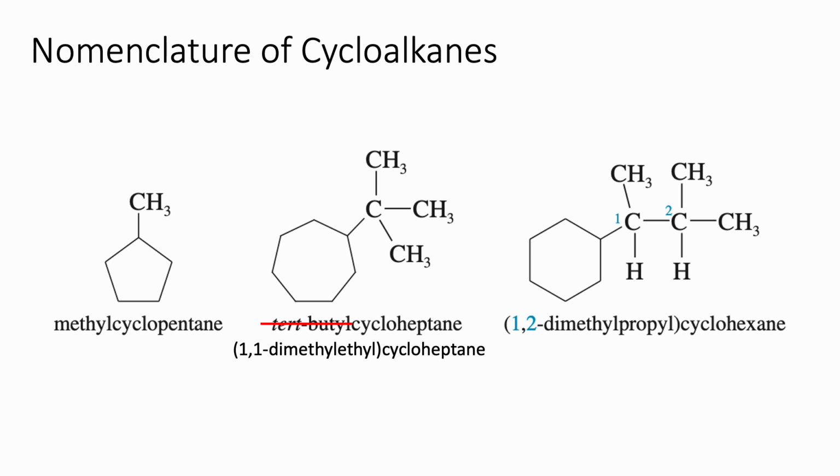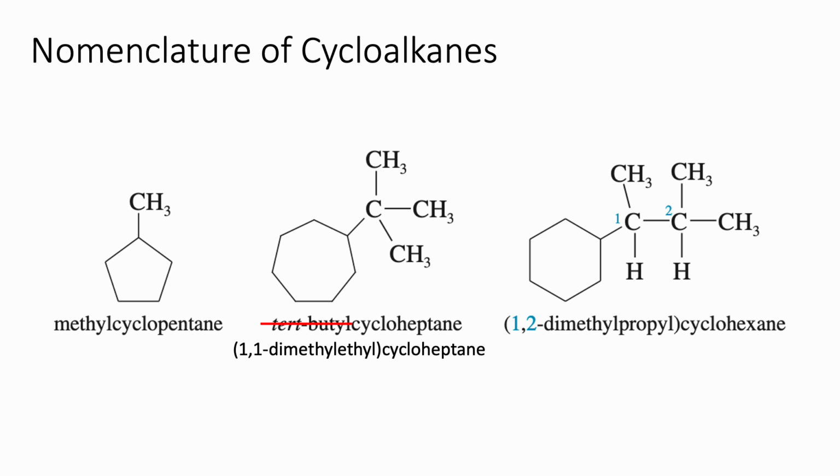99% of the time, we number the branches. But in this specific instance, we have a ring, and there's one branch, and it's ambiguous where the first carbon is. It's okay for us to just call it methyl cyclopentane, for example. In the next example, we have a 7-membered ring.